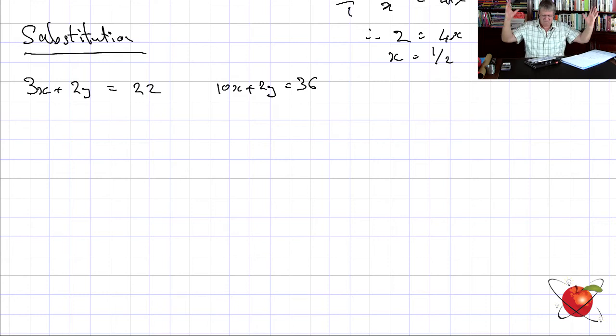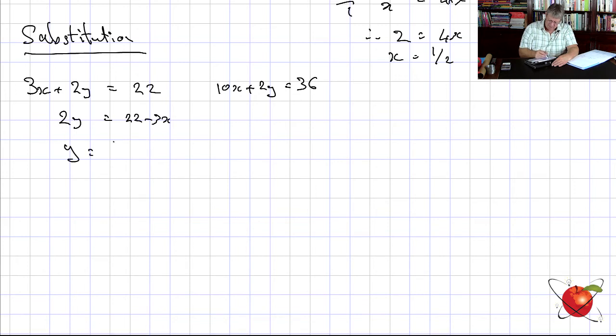Let us say we are going to substitute for y. What does that mean? I need to pick an equation here and I say, right, therefore, 2y is going to be 22 minus 3x. Therefore, y is going to be (22 minus 3x) divided by 2, which is going to be 11 minus 3 over 2 x. Can you see what I've done?